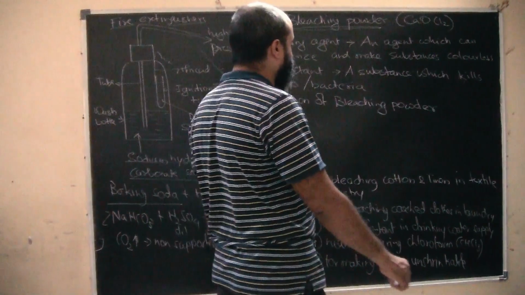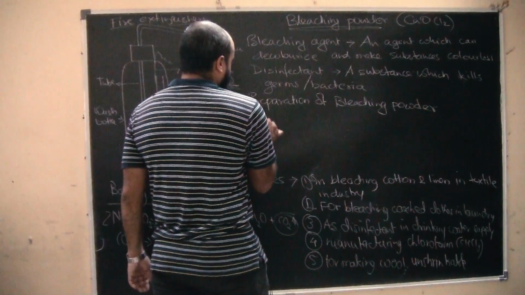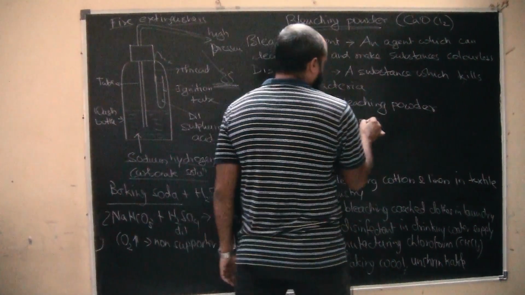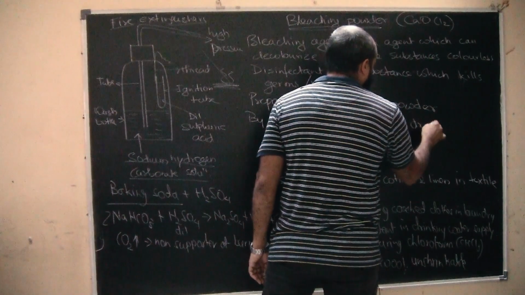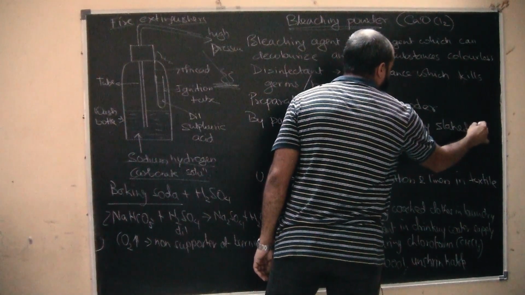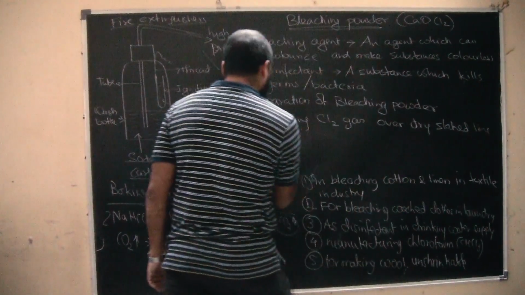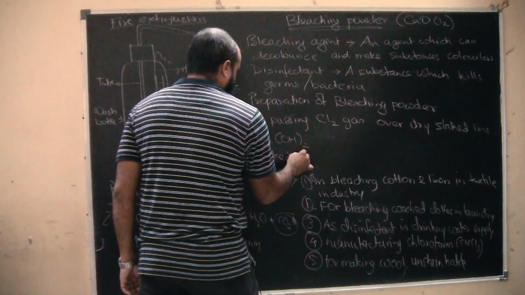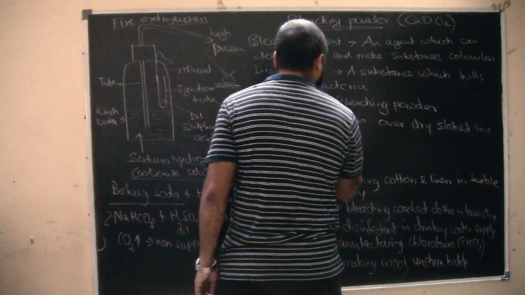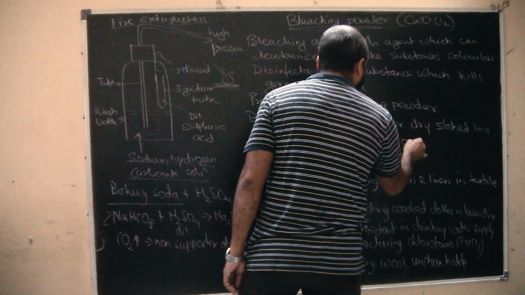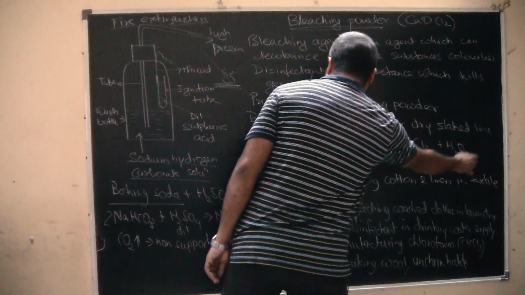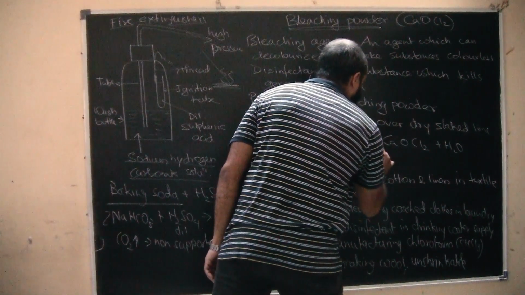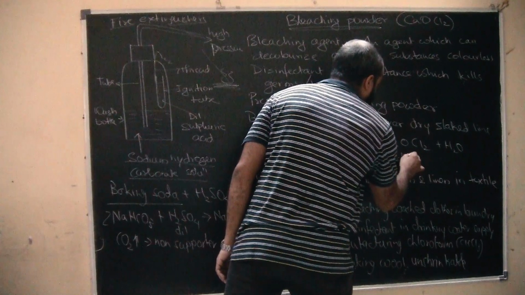How do we prepare bleaching powder? By passing chlorine gas over dry slaked lime, which is basically calcium hydroxide. So this is calcium hydroxide, the slaked lime, and we are passing chlorine gas over it, which will give you CaOCl2 plus H2O. Now what are the uses? Obviously we get this bleaching powder.